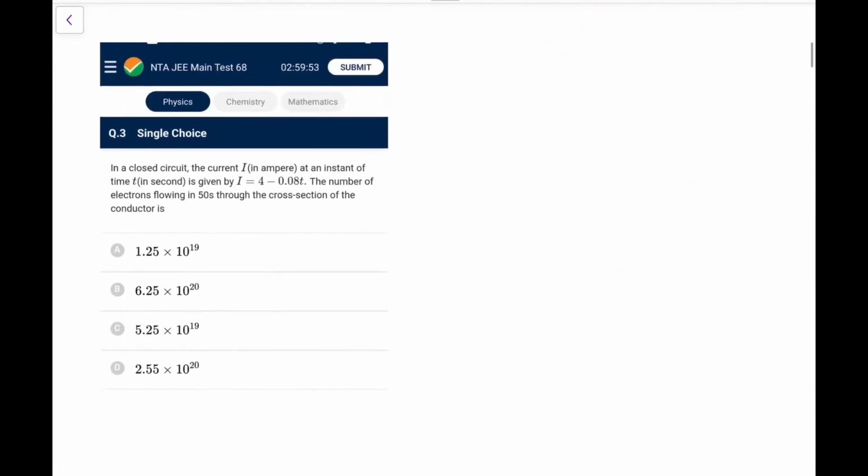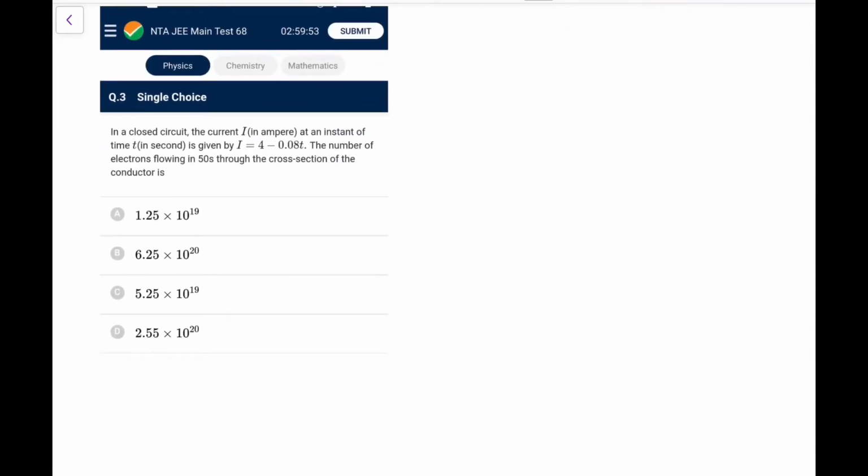Next, in a closed circuit, the current at an instant of time is this. The question is the number of electrons flowing in 50 seconds through the cross section. First of all, you have to calculate the charge crossing. You know, charge crossing in an interval is equal to the integral of I dt. So I is 4 minus t by 100, or 0.08t, whatever you are comfortable with, and it is from 0 to 50 seconds.